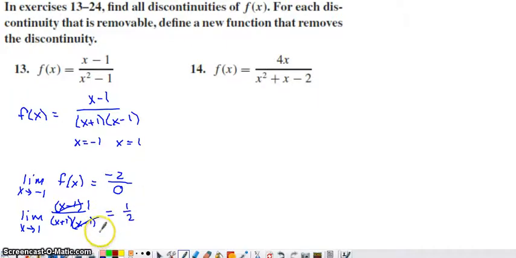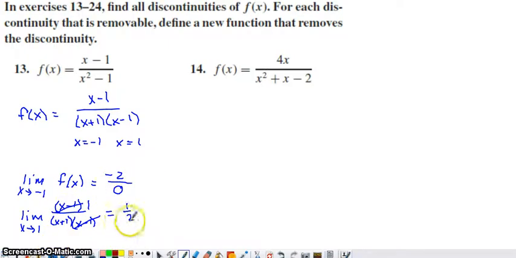What this tells us graphically is that on f, when we approach 1 from either side, our y value gets closer and closer to 1/2. We don't have a vertical asymptote at 1. We don't have a situation where we're going up off the coordinate plane or down off the coordinate plane on either side of 1.